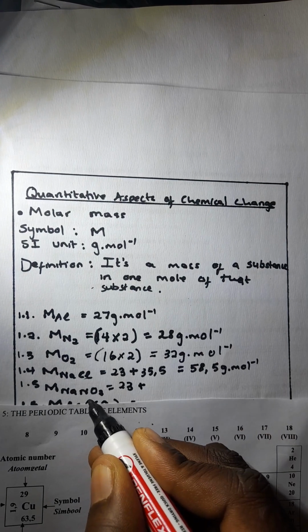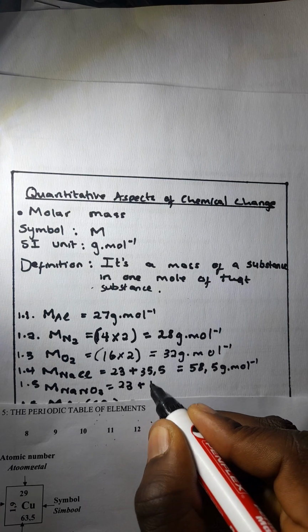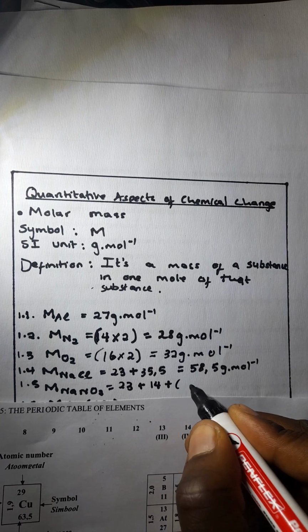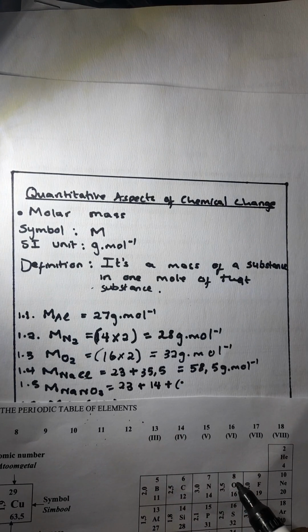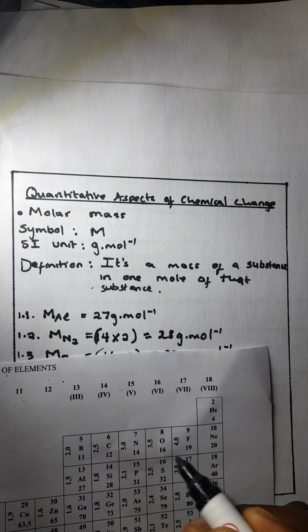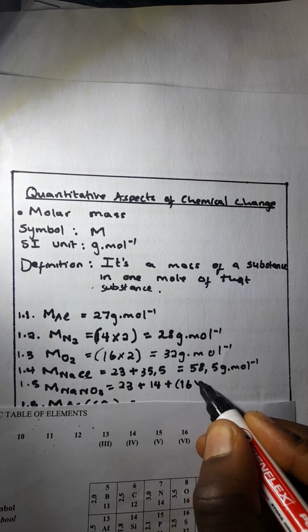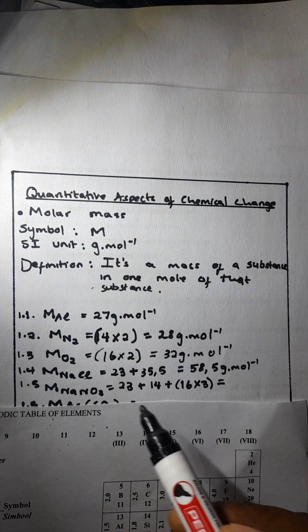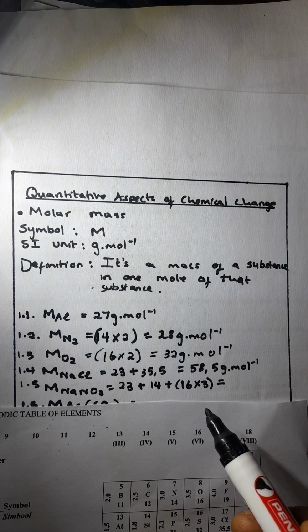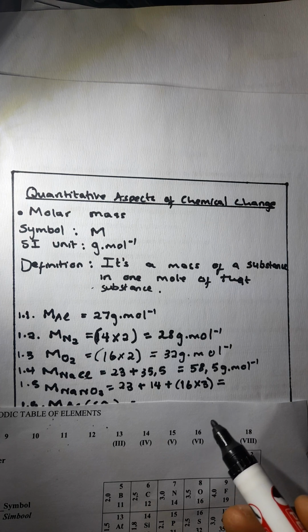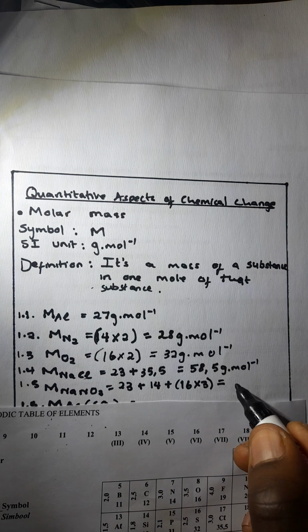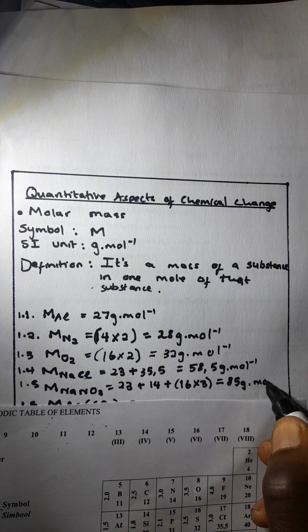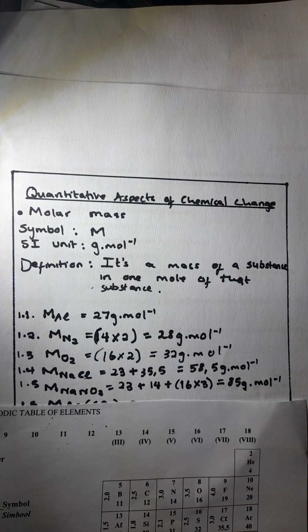plus nitrogen. As we have said, each atom has a molar mass of 14 plus oxygen. Okay, there are how many atoms of oxygen? There are 3, and each oxygen atom has a molar mass of 16, so it's 16 by 3. Okay, so you are going to have 23 plus 14 plus 16 times 3. Okay, so that is going to give you 85 grams per mole. Okay, I hope you are getting this right.